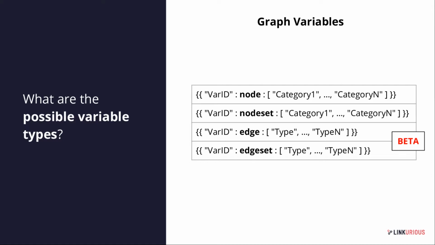In all the cases, one possibility for the parameters is that you can add a specific list, or just a single one, of node categories or edge types. This one will allow you to specify in which context the query templates should be available. An important thing is that the last 2, so the edge and edge set, are something that we recently released in our latest beta version.